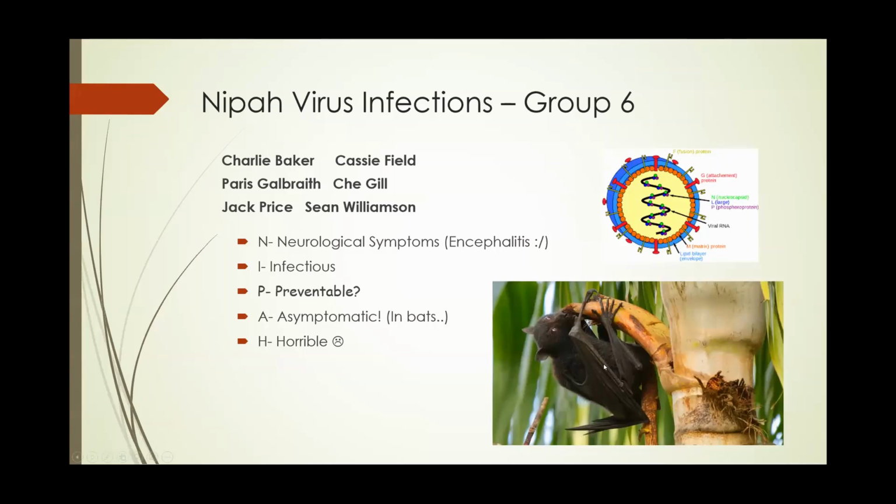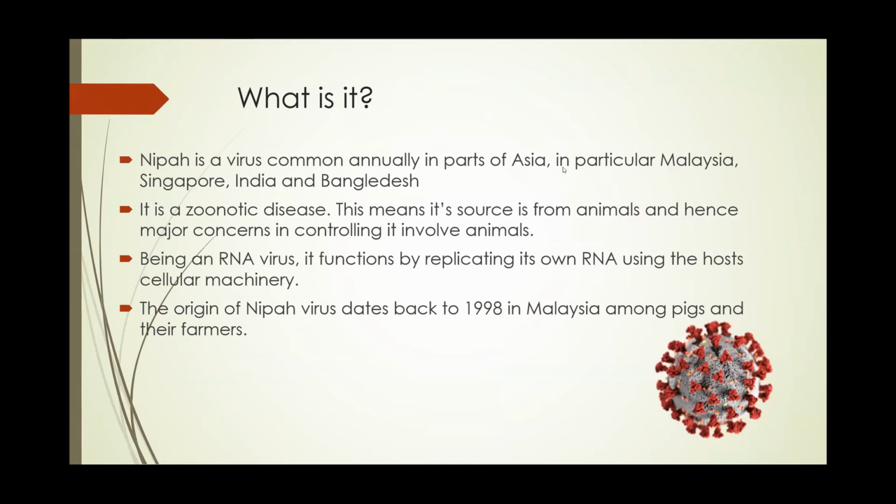Lovely. Is that visible? Yes. Cool. We are doing our presentation on Nipah virus infections as well, as many have before. First and foremost, what is it? It's common annually in parts of Asia, in particular Malaysia, Singapore, India, and Bangladesh. It's a zoonotic disease. This means its source is from animals, and hence major concerns in controlling it involve animals. Being an RNA virus, it functions by replicating its own RNA using the host cellular machinery, and the origin dates back to 1998 in Malaysia among pigs and their farmers.